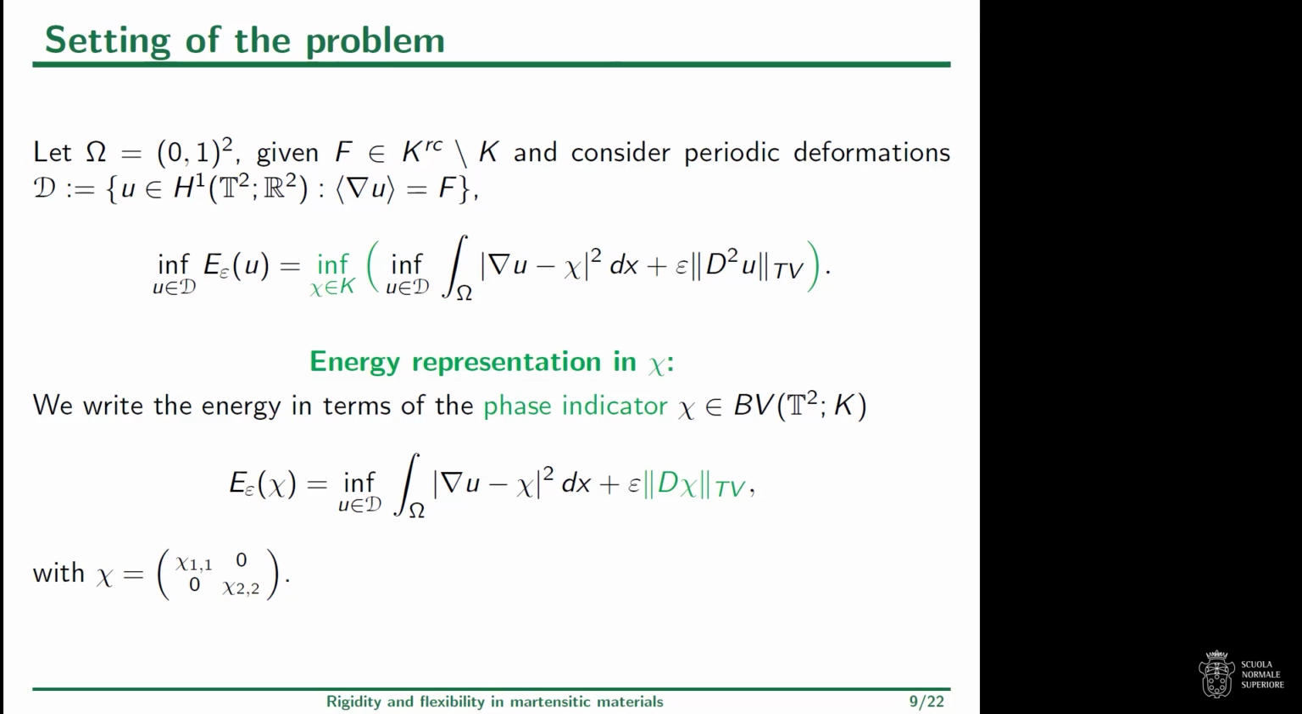Here just a reminder, also to set the notation: chi is taking values in the Tartar square, so it's diagonal. Chi1 and Chi2 will be its diagonal entries. Okay, so this is our energy now.